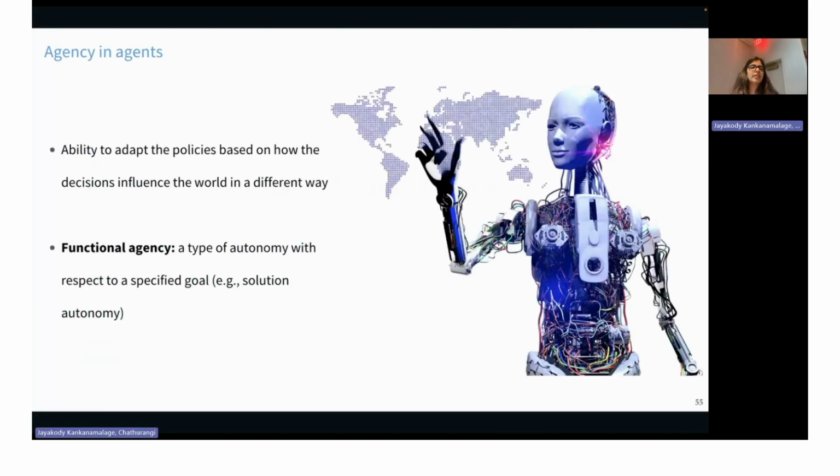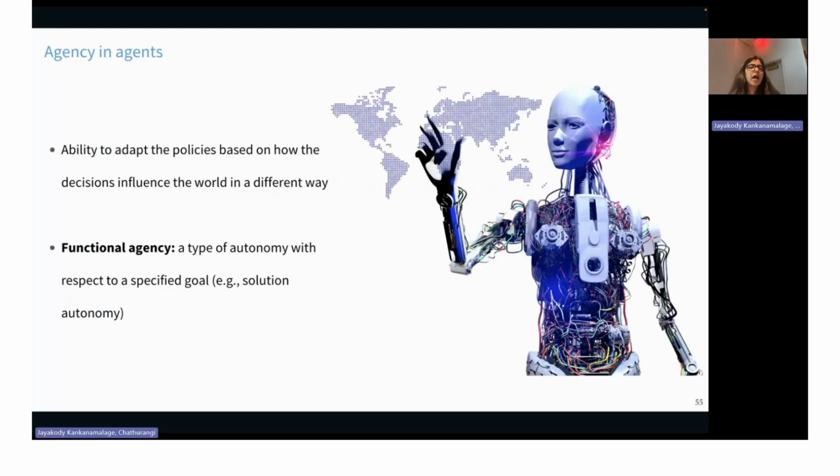Now, what is agency in agents? That basically transforms to the ability of these agents to adapt the policy that they take based on how their decision would influence the environment. So think about it from counterfactuals. They would be able to adapt if something would have changed in their environment.